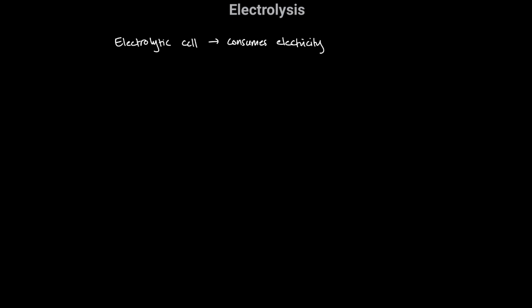And the first type of electrolytic cell, or the first application of electrolysis that we're going to look at, is the electrolysis of ionic compounds. More specifically, the electrolysis of molten ionic compounds. So let's say, for example, I want to electrolyze molten sodium chloride.